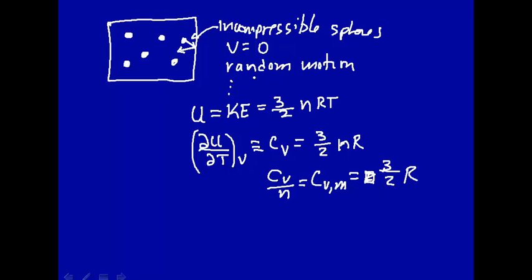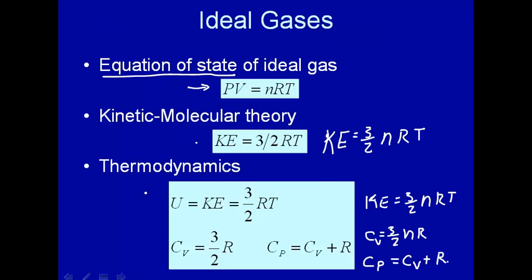So I hope I convinced you that the internal energy of an ideal gas is just the kinetic energy, which is 3/2 nRT, and the heat capacity of an ideal gas is just 3/2 nR, or the molar heat capacity is 3/2 R. So I hope I've convinced you of that.